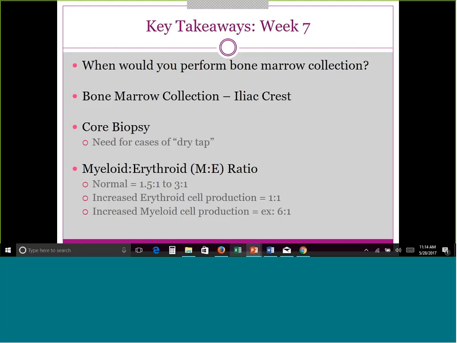So if we have 3 myeloid cells being made for every 1 erythroid, that's normal. If all of a sudden you have 1 myeloid to every 1 erythroid, you've really picked up how many erythroid cells you're making, now being equal in the amount you're creating. If you had an increased myeloid production, then that would be 6 to 1. That number would jump really high for the myeloids. So just kind of information on that.